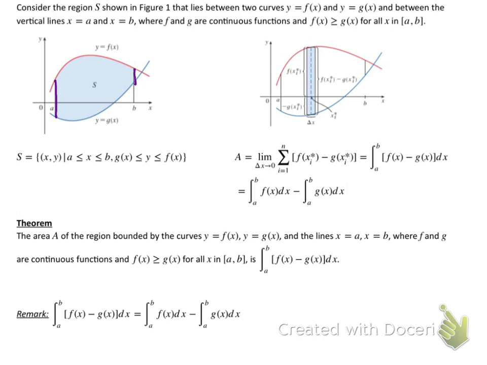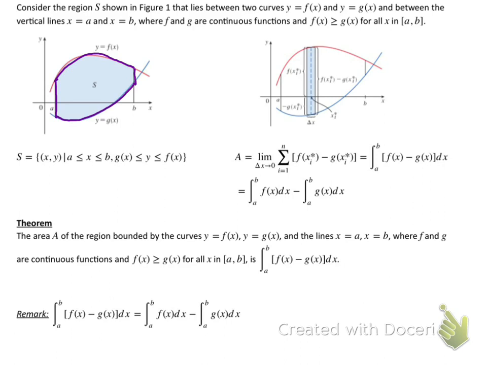Then above it, you have the red curve, y equals f of x. And on the bottom, you have the blue curve, y equals g of x. So these four pieces of curve together close region S in the middle. And we're going to find out the area of this part. How are we going to do it?